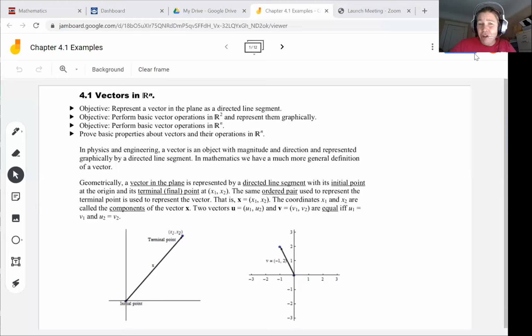In physics and engineering, a vector is an object with magnitude and direction and represented graphically by a directed line segment. In mathematics, we have a much more general definition of a vector. Geometrically, a vector in the plane, and when I say plane, I mean R2.